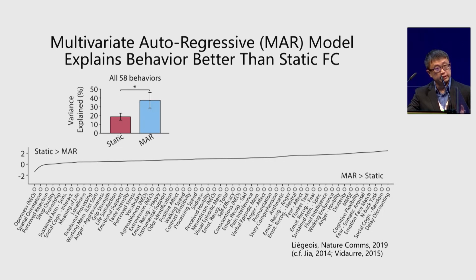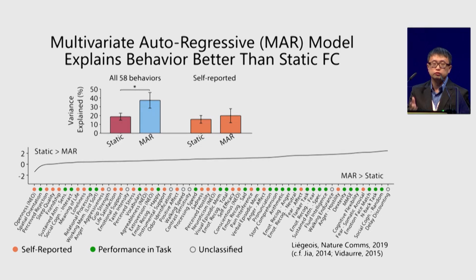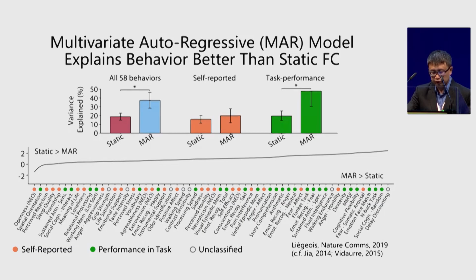He then colored the different behaviors. He colored the self-reported measures in orange and the task performance measures in green. I just realized that you might have problems if you're colorblind. I'm sorry about that. But trust me that the orange self-reported measures seem to be clustered to the left. Indeed, if we take all the self-reported measures, we see that there's no difference between static functional connectivity and the autoregressive model. But if you look at task performance measures, the autoregressive model can explain these measures better.